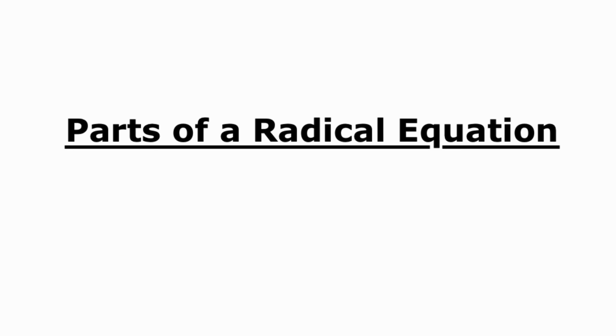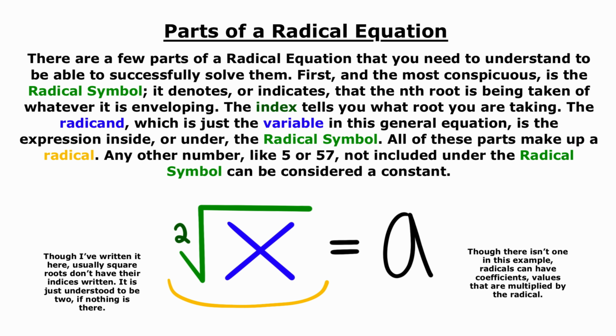Parts of a radical equation. There are a few parts of a radical equation that you will need to understand to be able to successfully solve them. First, and the most conspicuous, is the radical symbol. It denotes or indicates that the nth root is being taken of whatever it is enveloping. The index tells you what root you are taking. The radicand, which is just a variable in this general equation, is the expression inside or under the radical symbol.